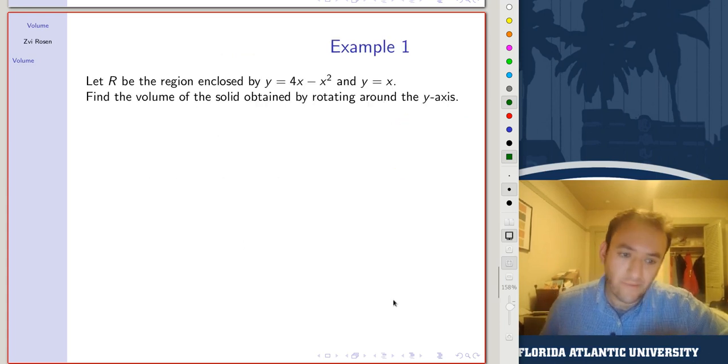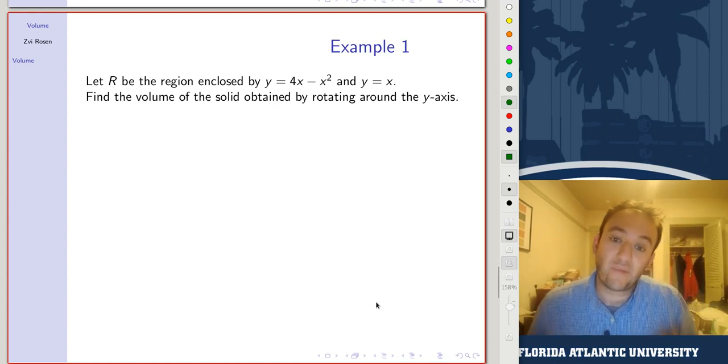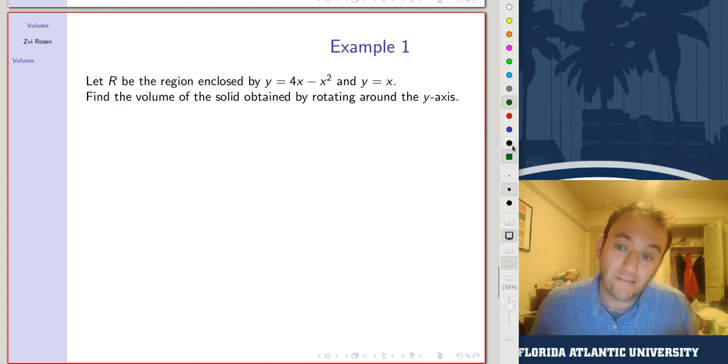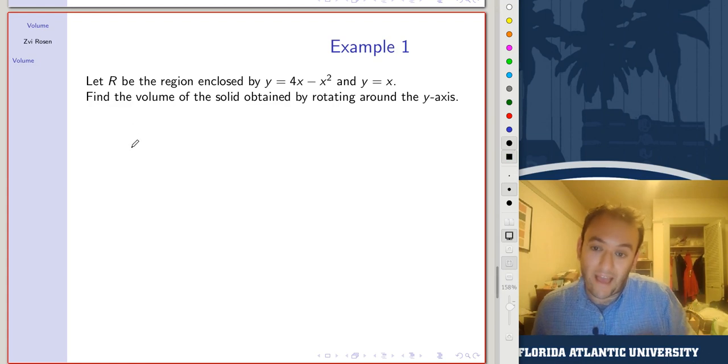Okay, now let's compute some actual examples. Let R be the region enclosed by y equals 4x minus x squared and y equals x. Find the volume of the solid obtained by rotating around the y-axis.